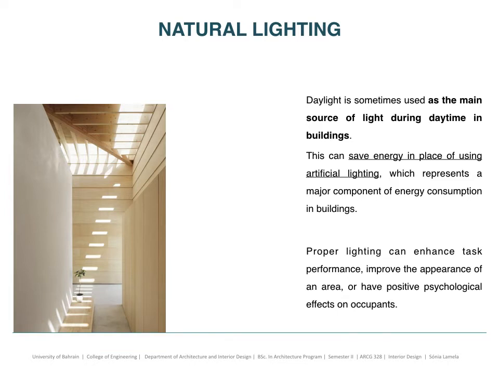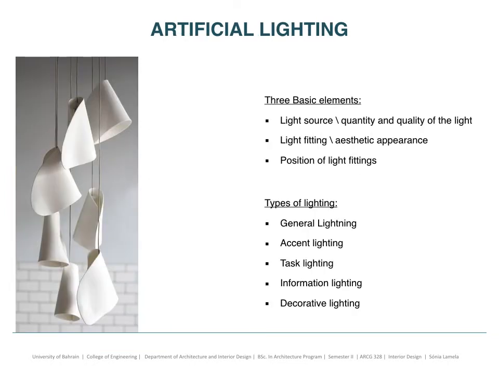Daylight is sometimes used as a main source of light during daytime in buildings. It should be, especially if we want to go for sustainable architecture. We should use as much daylight as we can to reduce the energy bills. But we also need to provide artificial light because we need to use it whenever we don't have the sun outside. Now, for the artificial light, there are three basic elements that we need to think about.